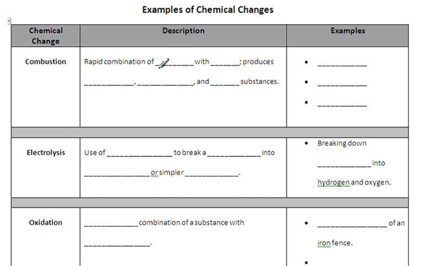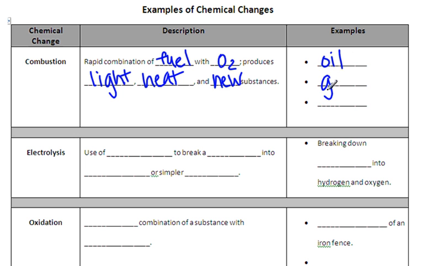It's a rapid combination of fuel with oxygen, O2 is oxygen, that produces light, heat, and new substances. Examples include oil, gas, and coal, like when you burn it in a furnace.